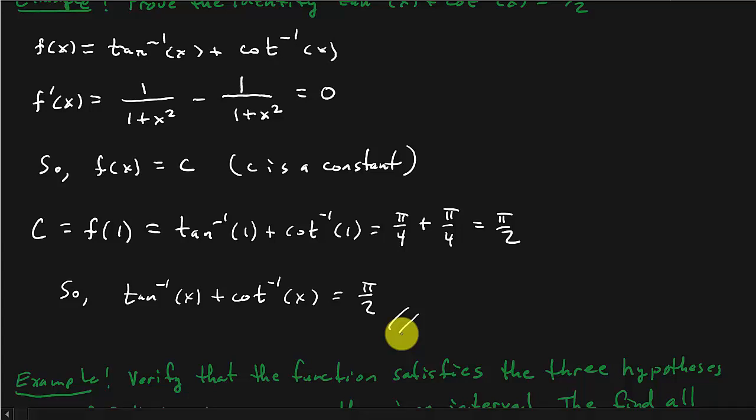All right. And see, we showed that f of x is a constant, and that constant is equal to pi over 2.